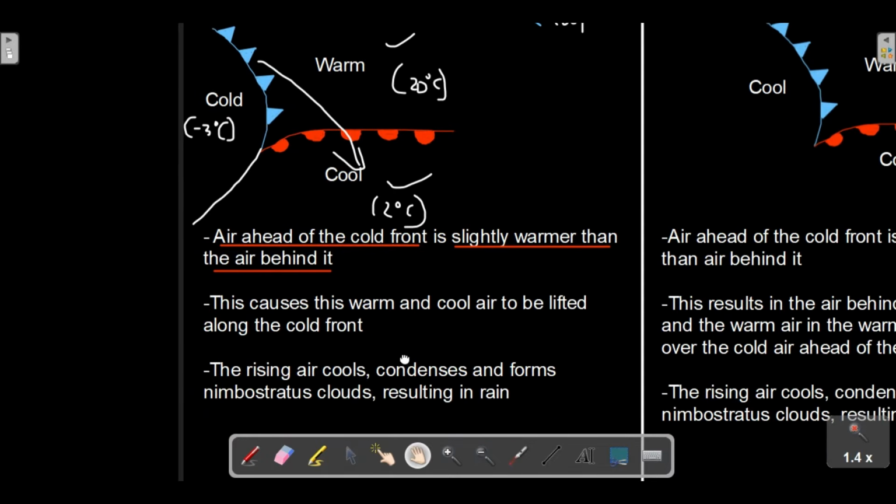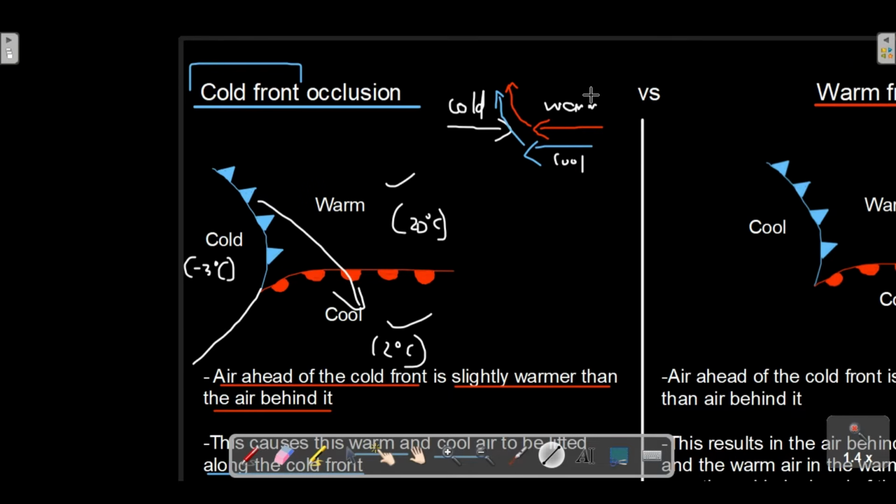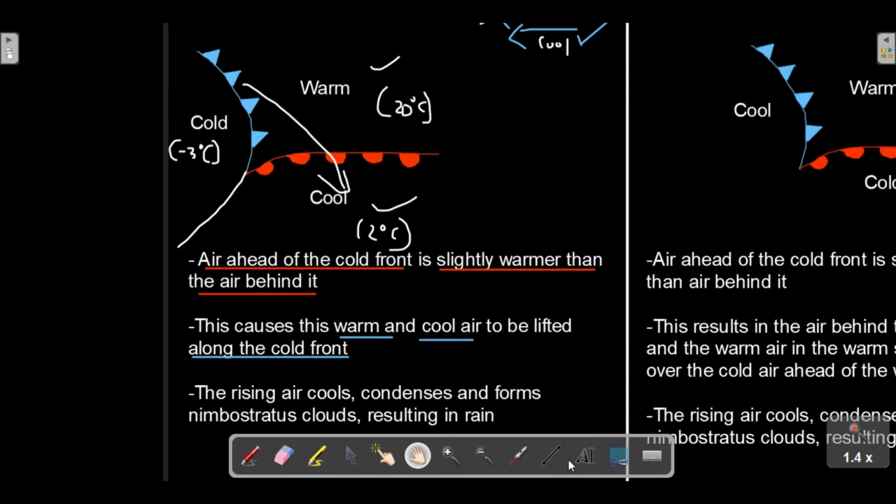So you have to really know the correct words. So the air ahead of the cold front is slightly warmer than the air behind it. So what happens now? This causes this warm and cool air to be lifted along the cold front. That's exactly what I'm saying. So this causes this warm air right here and this cool air to be lifted above or along this cold front over there. Okay, and then the rising air does what?